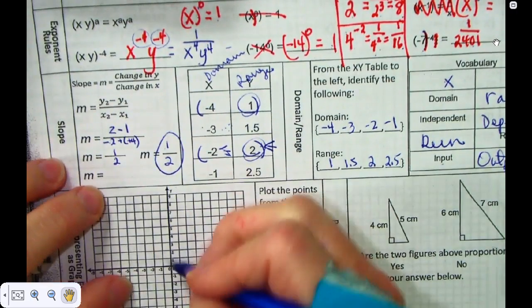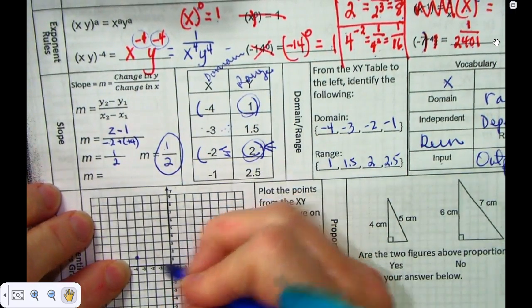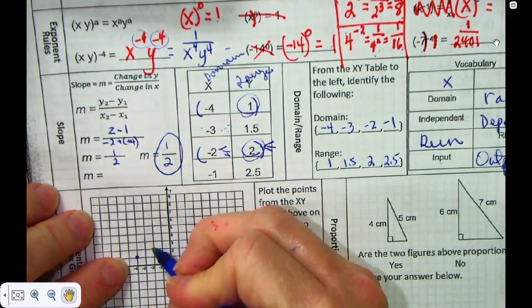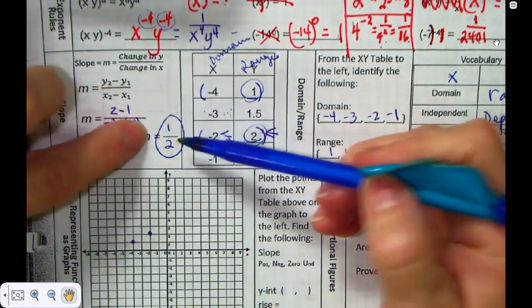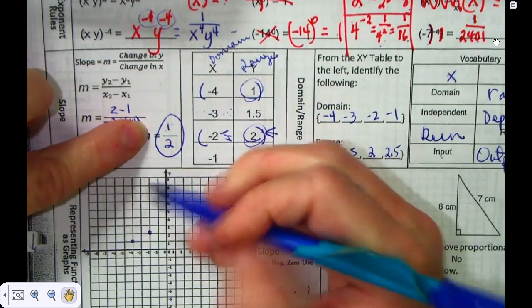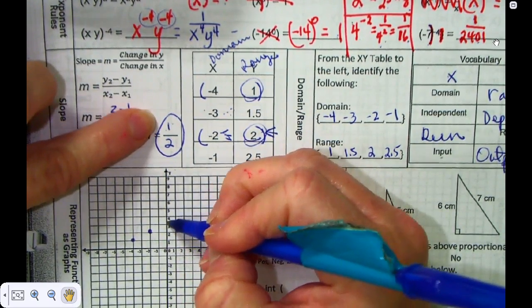Okay, now it says plot those points from up there. So we're going to plot negative 4, 1. And I'm going to do negative 2, 2. And to get our third point, what do I need to do? Rise over run. So I'm going to run 2, up 1. Good job.